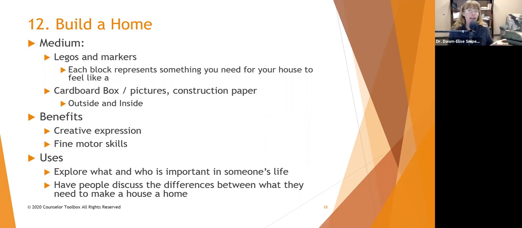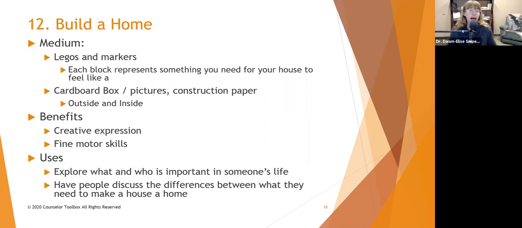You can also make a house, especially if you're working with younger people, out of a cardboard box, and they can use pictures or construction paper to decorate their house. They can add flowers, they can add pictures of windows, however they want to do it, and then talk about how that makes their house a home, what's important in that house to make it feel welcoming. It encourages creative expression and fine motor skills.